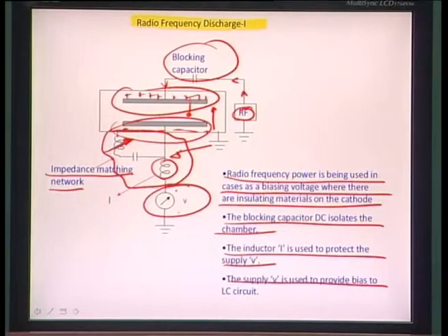The supply voltage V is used to provide bias to the LC circuit, which can act modifiably, so that we can have maximum transfer from the RF signal generated here more into the capacitive plasma system rather than going into the matching network. So, let us see what this power transfer theorem is.